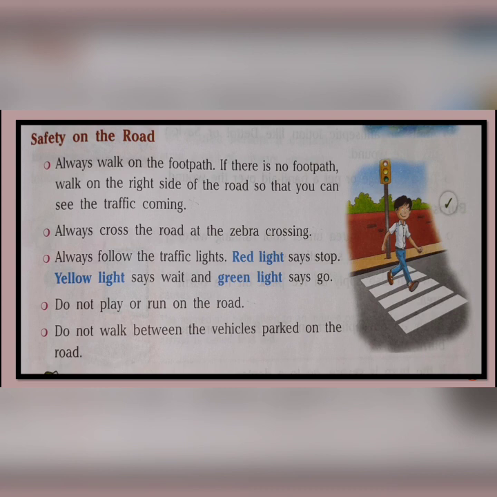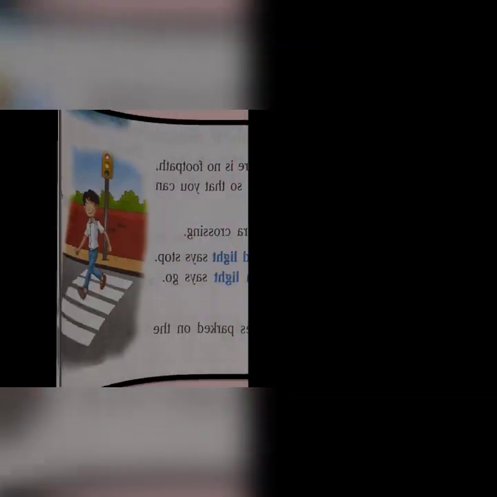Next, safety on the road. Always walk on the footpath. If there is no footpath, then walk on the right side of the road so that you can see the traffic coming. Always cross the road at the zebra crossing. Always follow the traffic lights. Red says stop, yellow says wait, and green says go. Do not play or run on the road. Also, do not walk between the vehicles parked on the road. So these are the safety rules to be followed on the road.